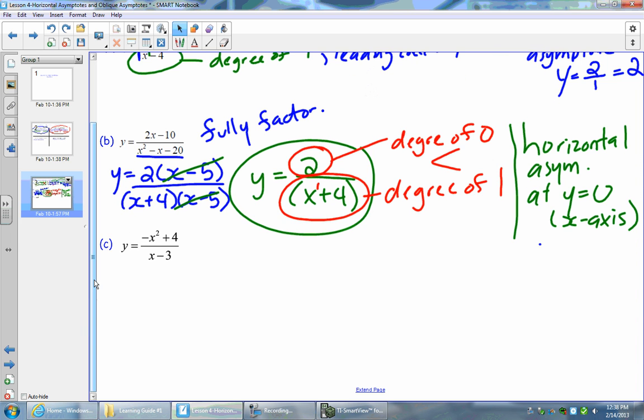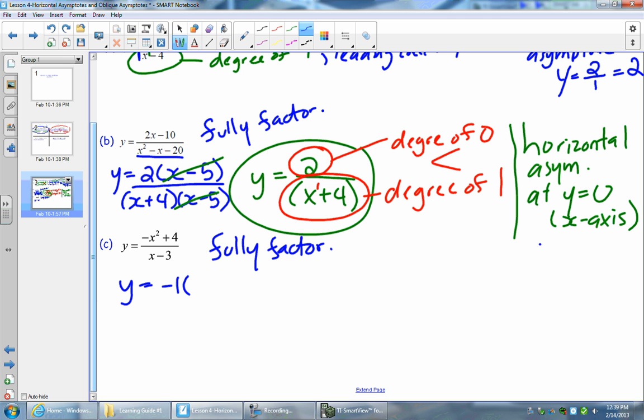Okay, so finally, the last question here. We want to, first of all, fully factor this rational function, if possible. Okay, so taking a look at the top here, we could most likely factor out a -1. So try factoring out a -1 and see what happens. So -1 over x squared minus 4. Okay, and the bottom, you can't do much with it, but take a look at the top here. Notice the difference of squares.